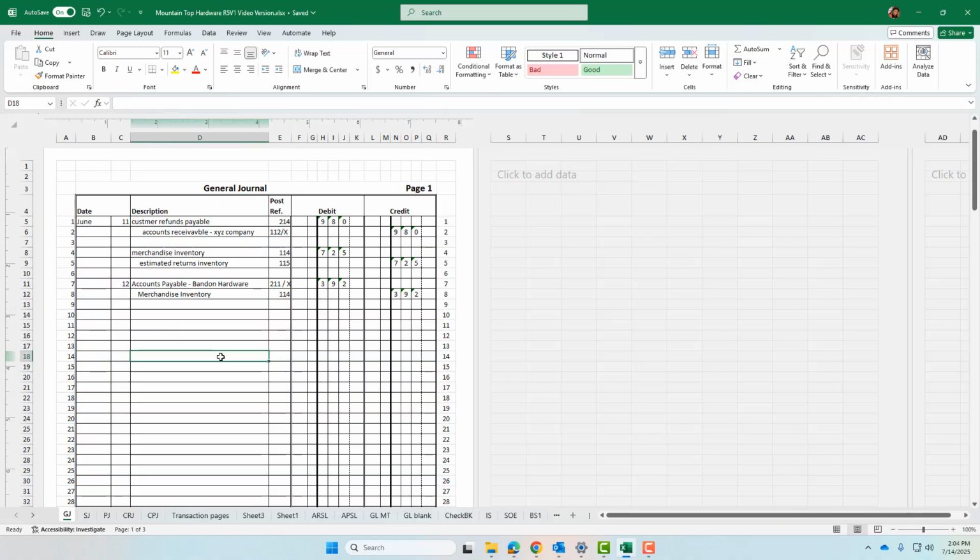So that's how a credit memo that has been issued by one of our regular suppliers gets journalized and posted to record that return.